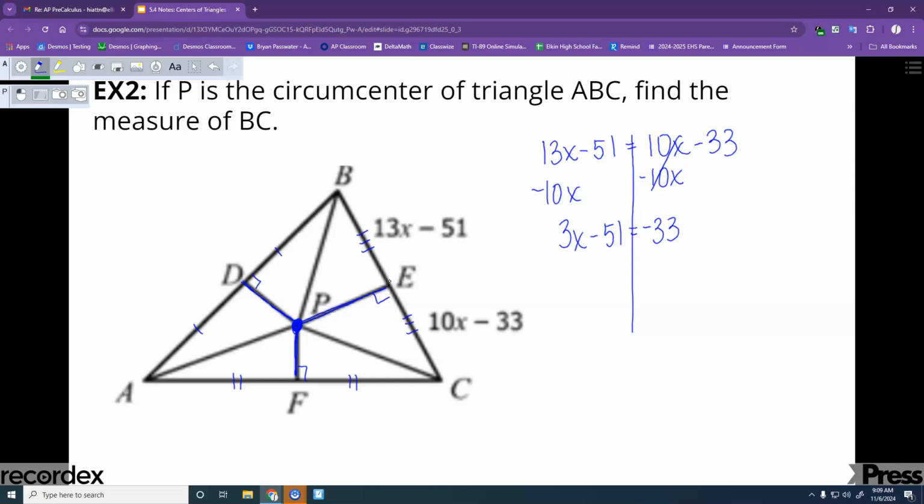What comes next, Kama? Add 51. So 3x is going to equal 18. Is that right? Yeah, 18. Okay, and last step, Kama.